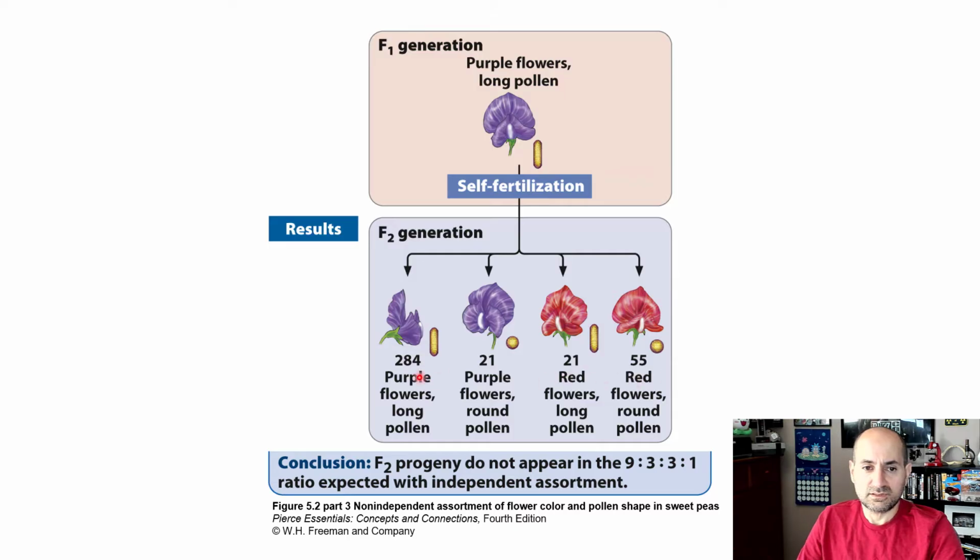So what's the deal with this ratio? This ratio seems really strange. The highest number is here with the purple and long. The second highest number is the double recessive, which is strange, right?